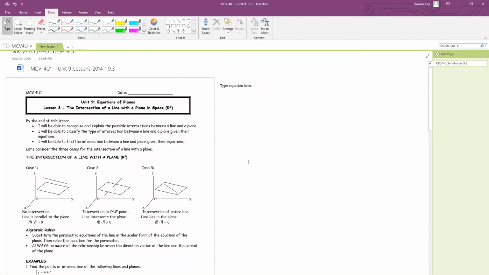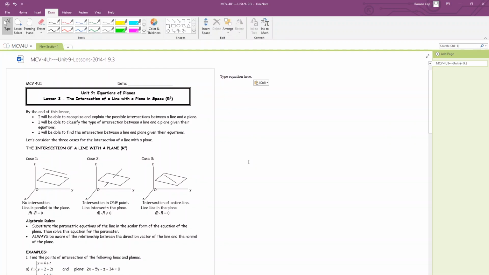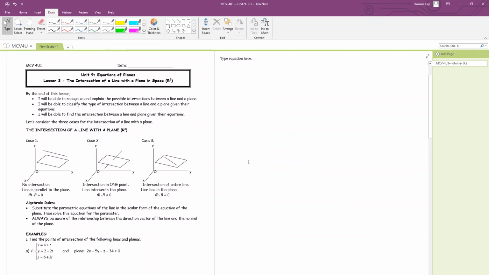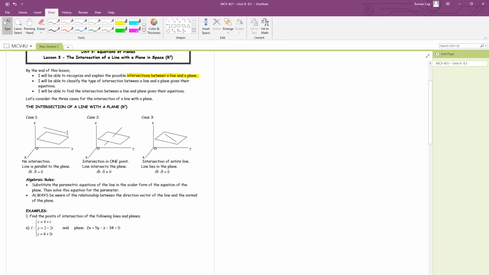Okay, hi everyone. So we're going to keep on going with Unit 9, Lesson 3, the intersection of a line with a plane in 3 space. What's going to be important here is we're going to be figuring out and discussing what happens between the intersections of a line and a plane. So that's going to be the key idea here. And as you can see, there's 3 different cases.